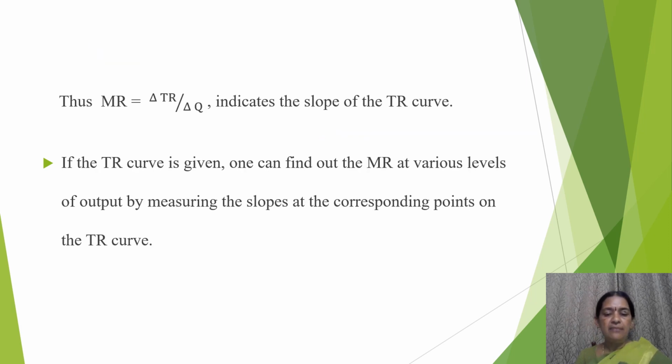Thus, MR, which is equal to delta TR by delta Q, indicates the slope of the total revenue curve. If the total revenue curve is given, one can find out the marginal revenue at various levels of output by measuring the slopes at the corresponding points on the total revenue curve.